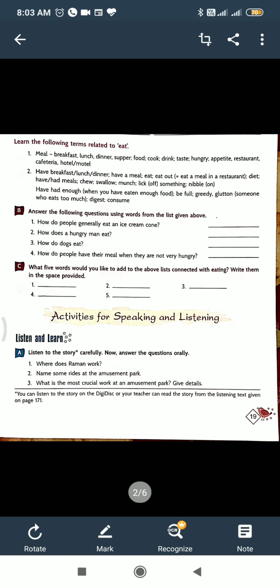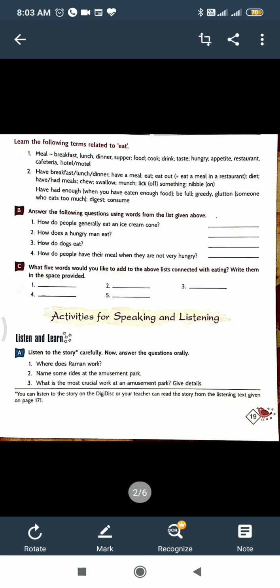A tiger in the house. Okay, sorry, not this one, not the chocolate room. This one, the first chapter, the chocolate room. So this one, the chocolate room. Read this, and after that there are some questions.